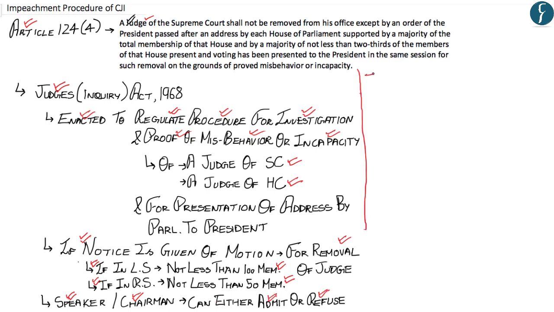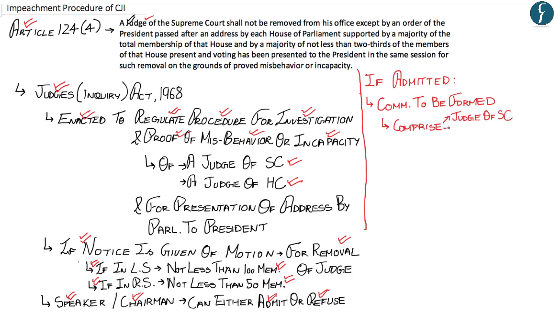Now, if the motion is admitted, the Judges Inquiry Act of 1968 provides that a committee shall be formed, which would have 3 members as an investigating team and would comprise a judge of the Supreme Court, a Chief Justice of a High Court, and a distinguished jurist. This committee will frame charges, obtain a written statement from the judge in his defense, and give an opportunity to the judge for cross-examining evidence and witnesses.